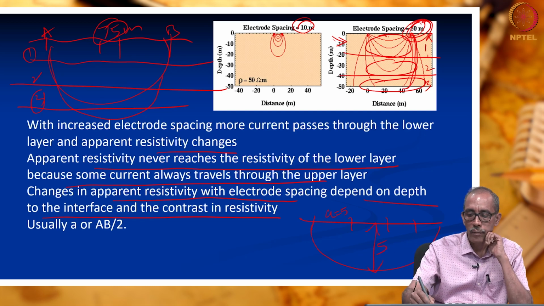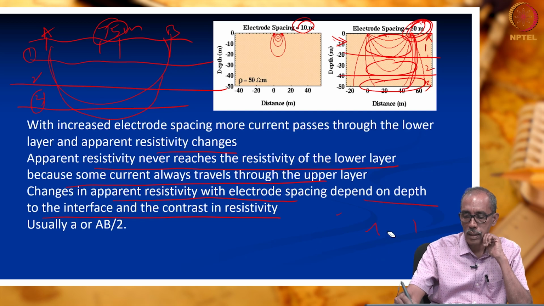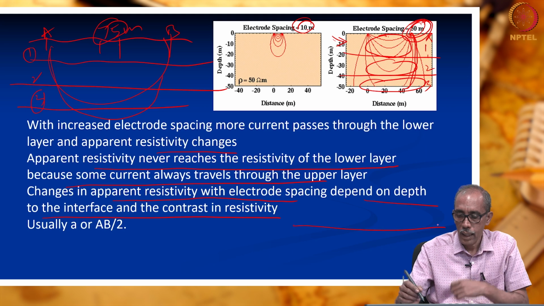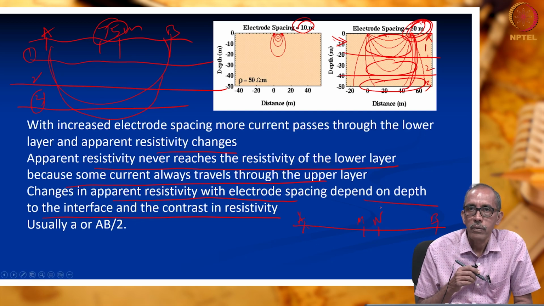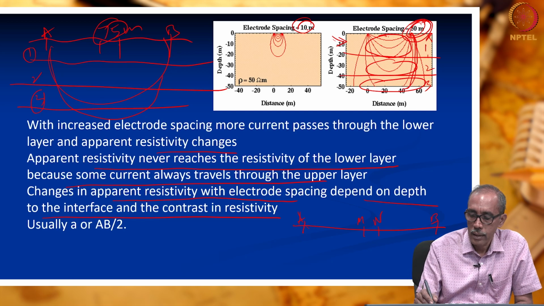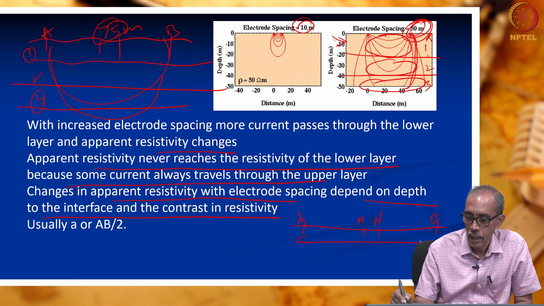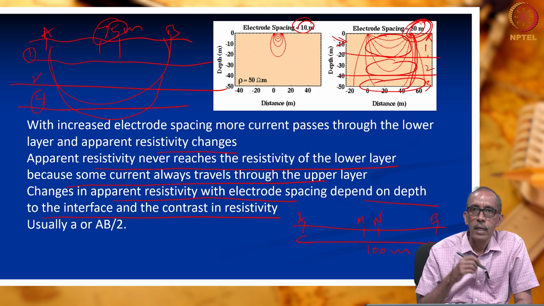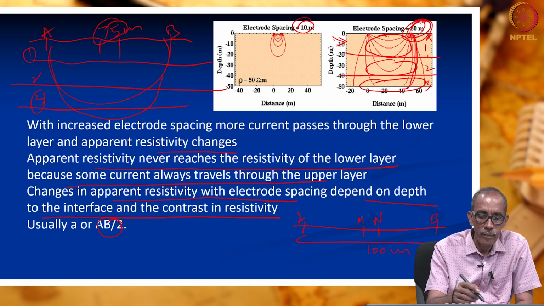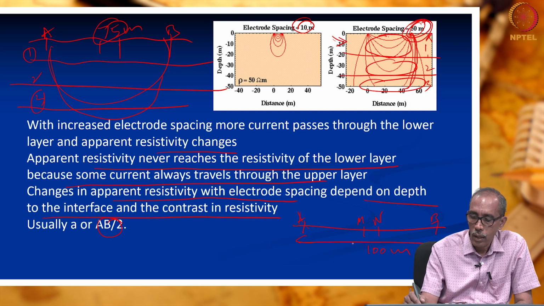Suppose we are using the Schlumberger method, then the depth of penetration is half of the distance between A and B. So, we do not worry about the distance between M and N. Suppose the electrodes are arranged like this and the distance between A and B is, let us say, 100 meters, what will be the depth of penetration of current? It is only half of AB. So, the depth of penetration now will be 50 meters.